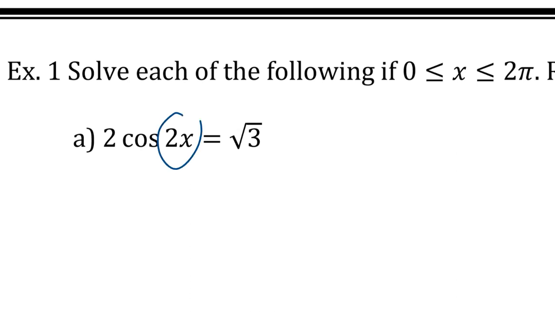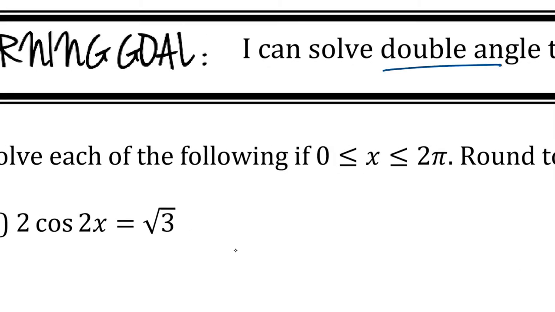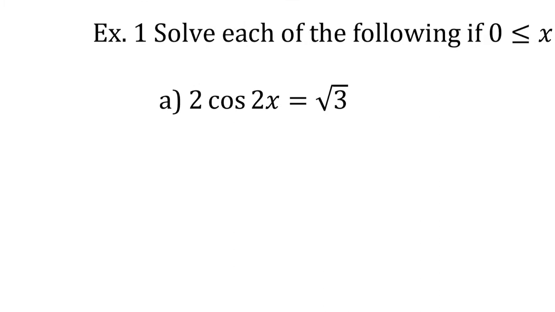It's got a cos 2x, so I wonder if that's going to make a difference or where that's going to come into play. Of course, if you read the learning goal, it says I can solve double angle trig equations, so that is what makes this different. But let's find out why and how and what we have to do in order to solve this question. What do you think you might do to start this one?